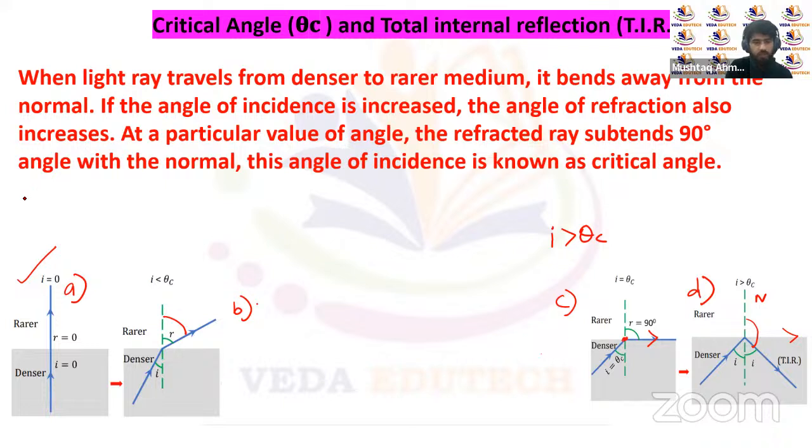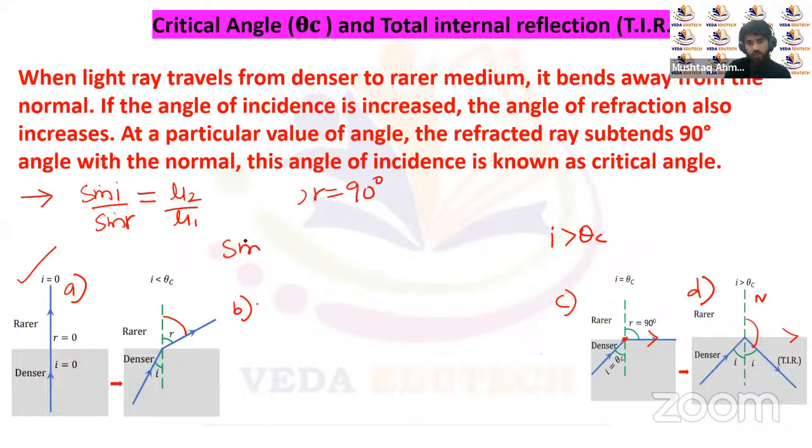Now let's try to find out how much this critical angle will be for different mediums. We can still apply the same law, Snell's law, that is sine i upon sine r equal to mu 2 upon mu 1. Now in this case, since the ray of light is coming from the denser to the rarer medium, mu 2 will be the rarer medium and mu 1 has to be the denser medium. In this case, the angle of refraction will be 90 degrees, r equal to 90 degrees. So the angle of incidence will be the critical angle, and sine theta c will be equal to mu 2 upon mu 1.